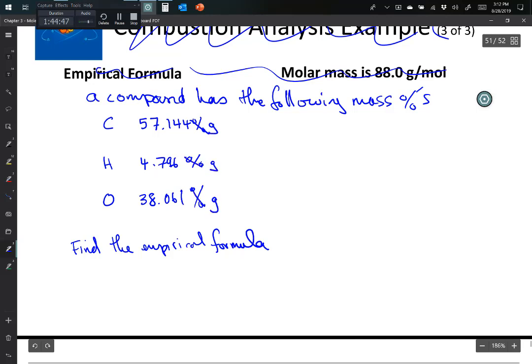Just like that. And then you're still going to calculate the moles. Right? So we're going to calculate moles. And then we'll do the mole ratios.